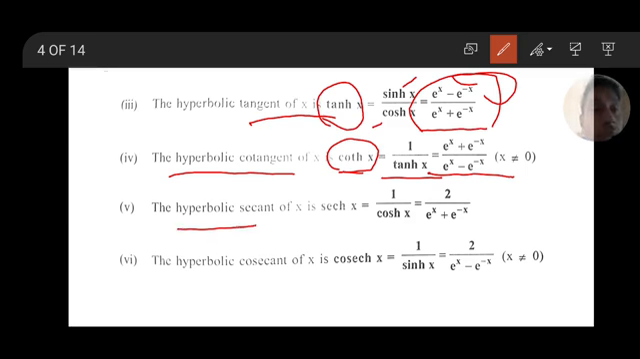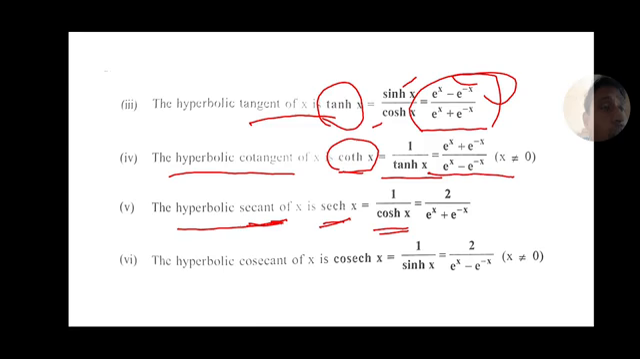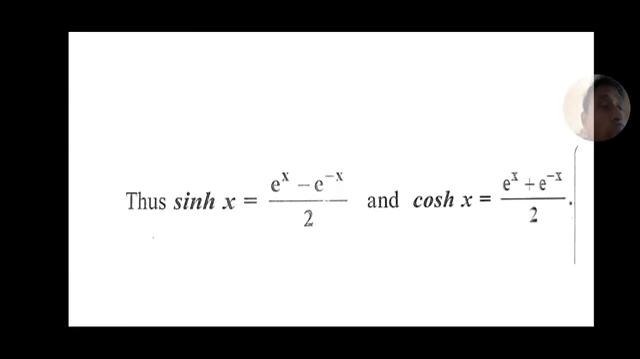Next, the hyperbolic secant of x. Hyperbolic secant of x equal to sec h of x. Sec h of x means 1 by cos h of x. Cos h of x value is e to the power of x plus e to the power of minus x by 2. 1 by cos h of x means it will be the reverse, 2 by.